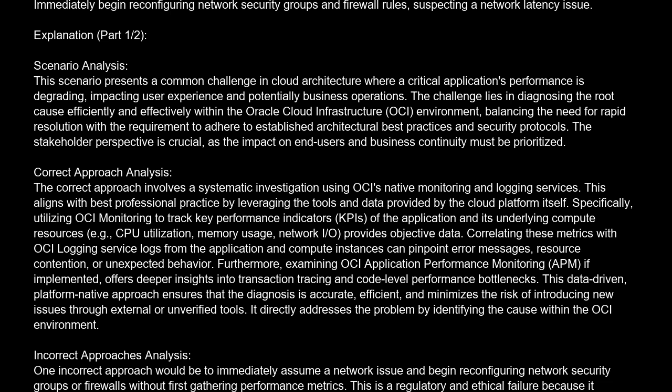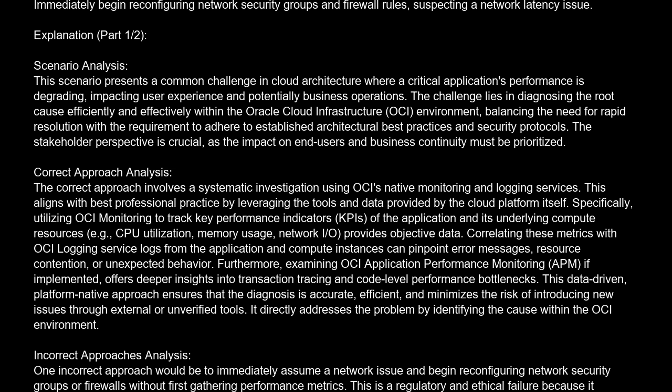Explanation. Scenario analysis. This scenario presents a common challenge in cloud architecture where a critical application's performance is degrading, impacting user experience and potentially business operations. The challenge lies in diagnosing the root cause efficiently and effectively within the Oracle Cloud Infrastructure (OCI) environment, balancing the need for rapid resolution with the requirement to adhere to established architectural best practices and security protocols. The stakeholder perspective is crucial, as the impact on end users and business continuity must be prioritized.